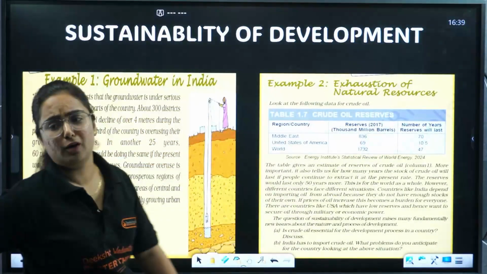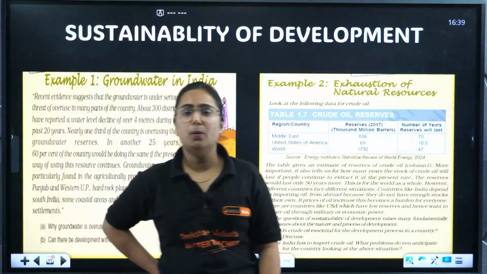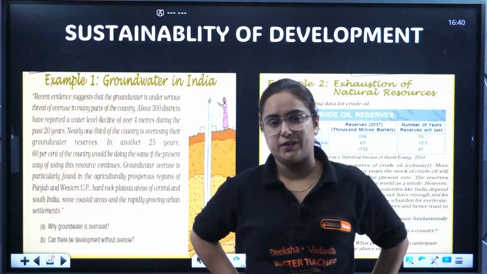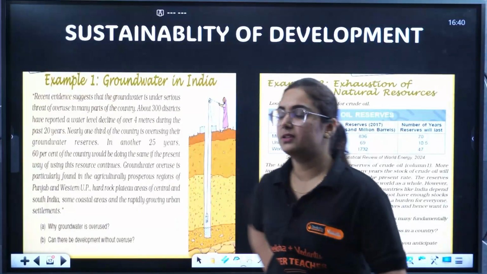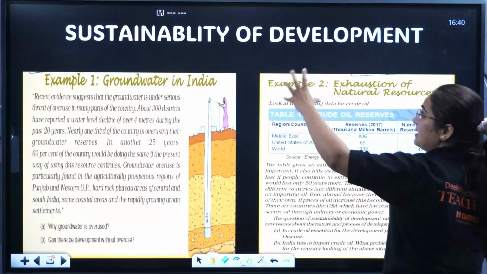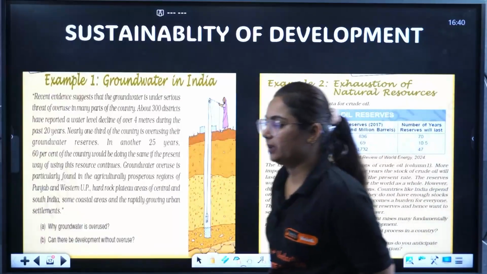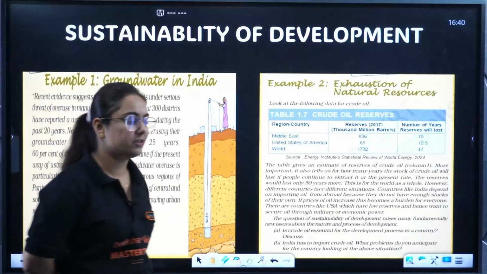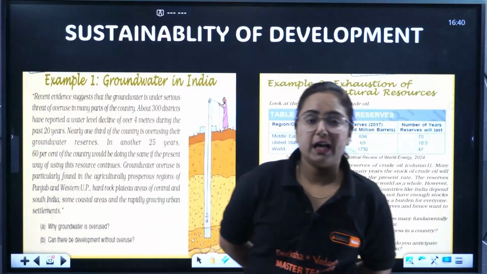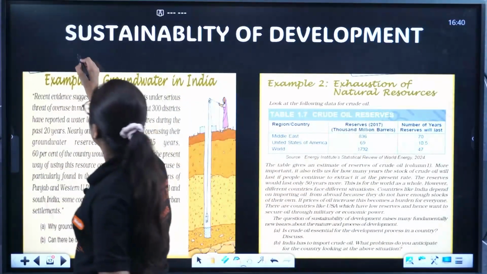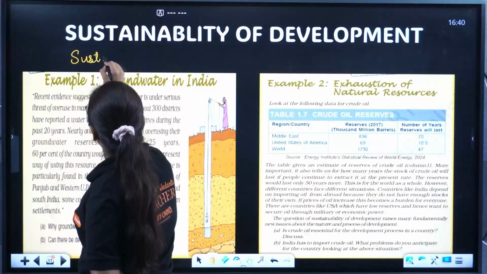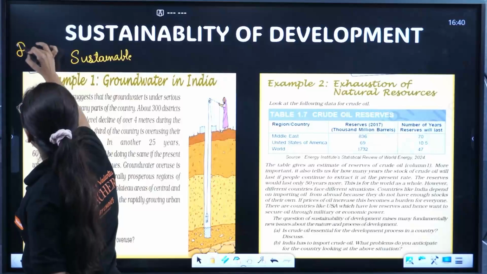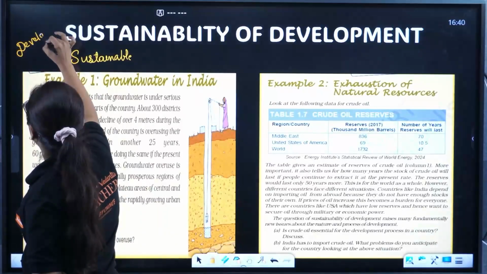Last important topic of the chapter, which I know you will all understand easily. The chapter's topic is sustainability of development. We studied this in geography also, where the word sustainable comes up all the time. What does it mean? We know that development is a part of our civilization now, right?